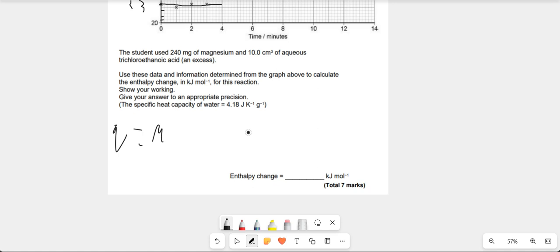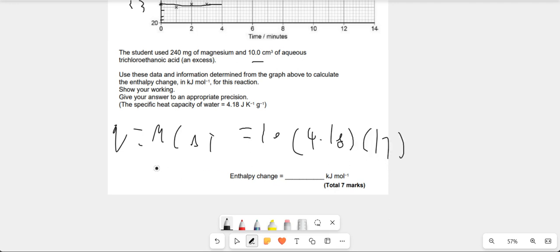Which is going to be m is 10, because look, 10 for AQ is here. And then C is 4.18. And then delta theta, or delta T, would be 17, yeah? Then in total that gives you 710.6. Yeah?